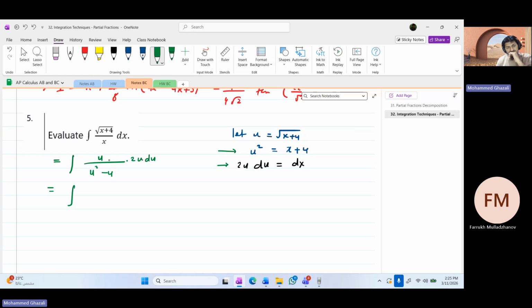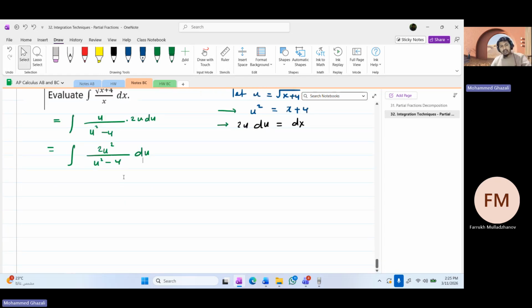So what do we have? Integral of 2u squared over u squared minus 4 du. Okay? Now we can clearly see that the top is bigger than the denominator. All right? So we need to apply long division here. But I suggest take the 2 out, right? So let's just work with u squared over u squared minus 4. So u squared will be 1, 0, 0. U squared minus 4 will be 1, 0, negative 4.